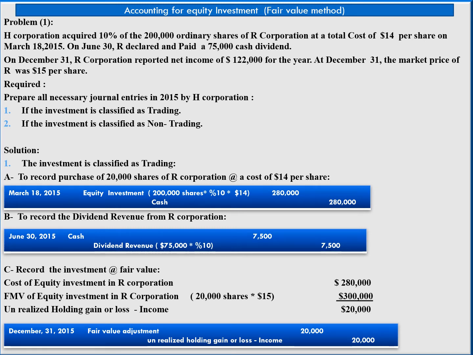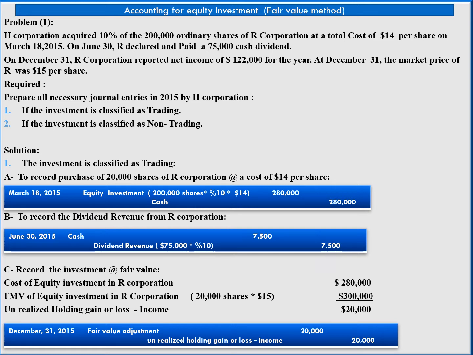We agreed that when recording initially, we record the asset investment at cost. So 200,000 shares, the total number of shares, times 10%, times $14, equals $280,000. Cash on the credit side, $280,000.